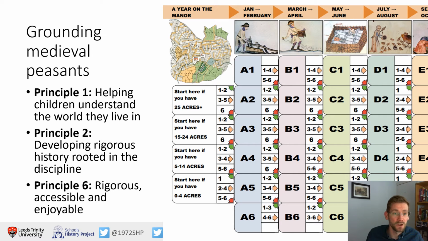And for me, this is helping children understand the world they live in as well, because although we are talking about life in the 14th century and life that seems very remote, what they're finding is connections with people in the past. And that connecting with people, that understanding of others, for me is one of the vital roles of history.